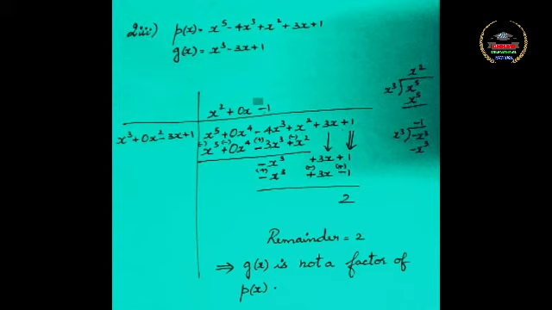Now the remainder is not 0, you can see that the remainder is 2. Only if the remainder is 0, then it is a factor. So in this case, g of x is not a factor of p of x. That is, x cube minus 3x plus 1 is not a factor of the polynomial p of x, which is x power 5 minus 4x cube plus x squared plus 3x plus 1.